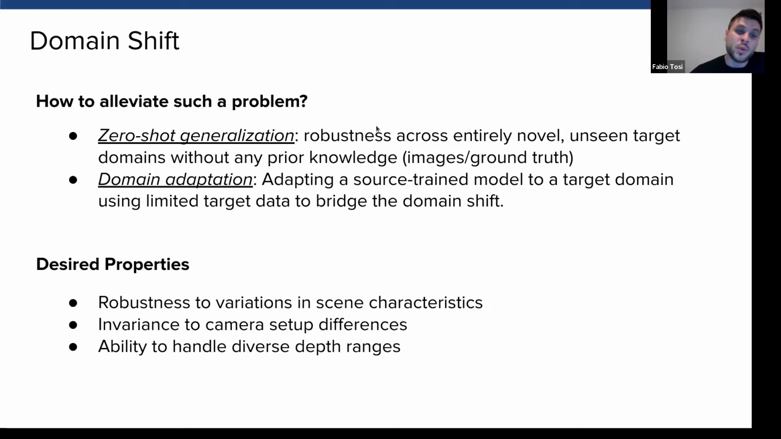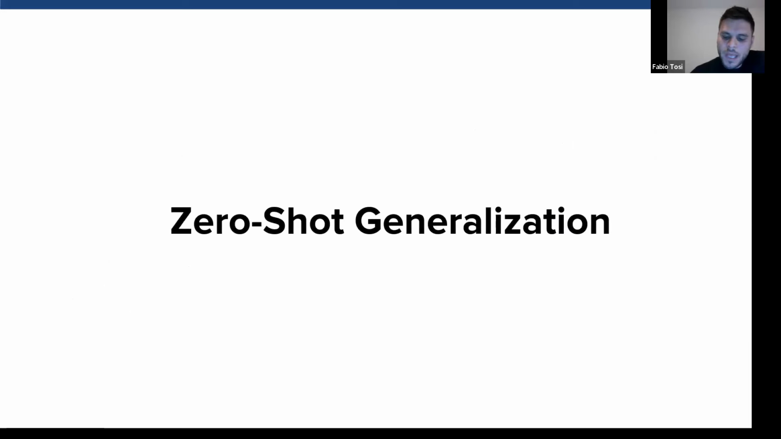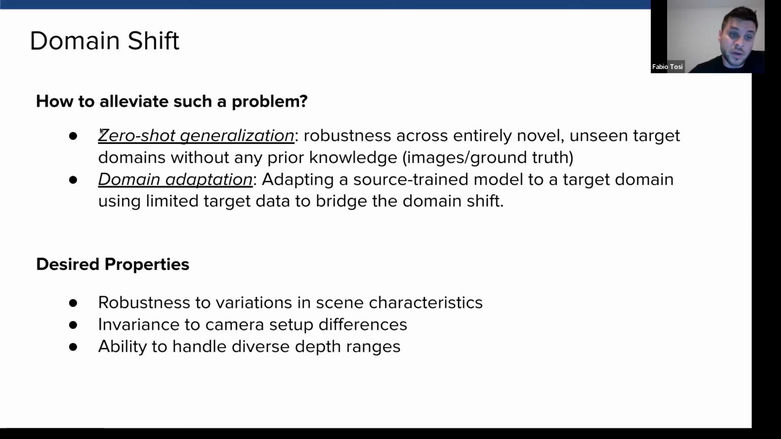And then we also have domain adaptation techniques. Domain adaptation techniques consist in adapting a source trained model to a target domain using a very limited amount of target data to alleviate this domain shift issue. So we want architectures with these properties. We want architectures very robust to variations in scene characteristics, invariant to camera setup differences, and also with the ability to handle diverse depth ranges.